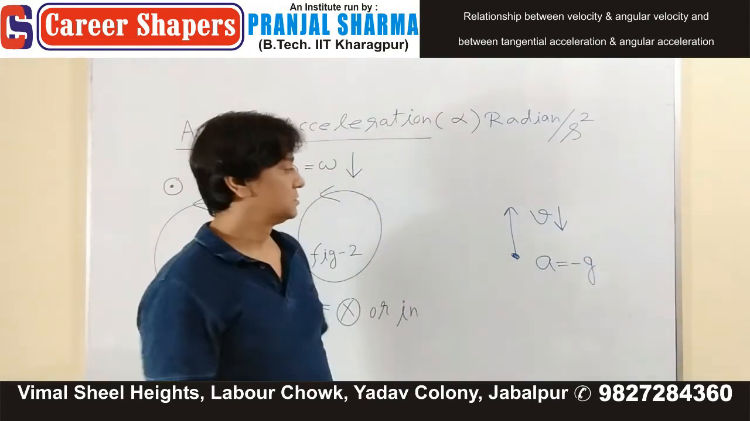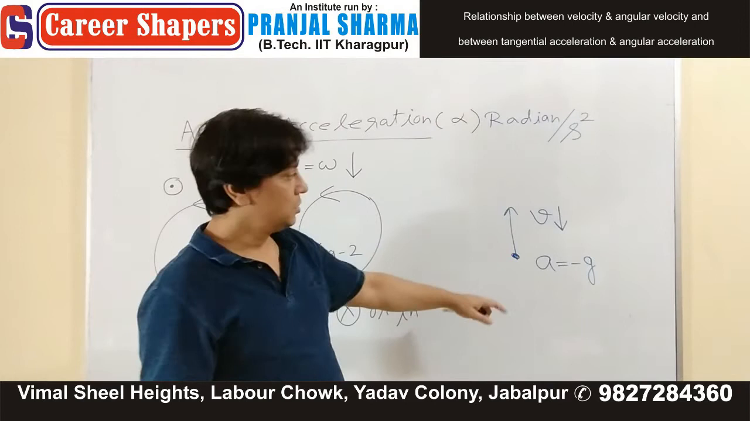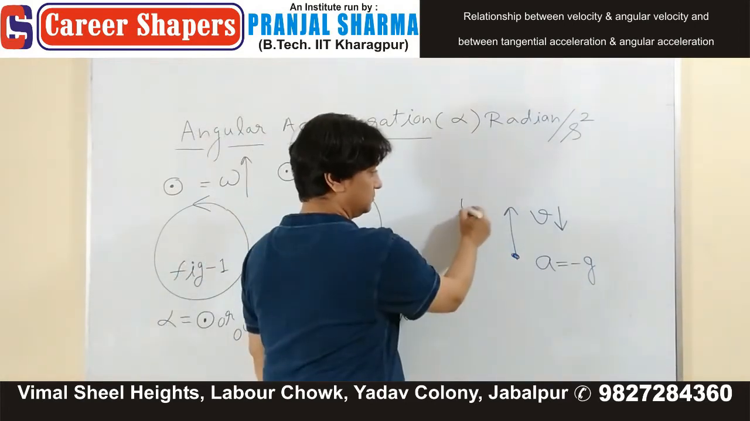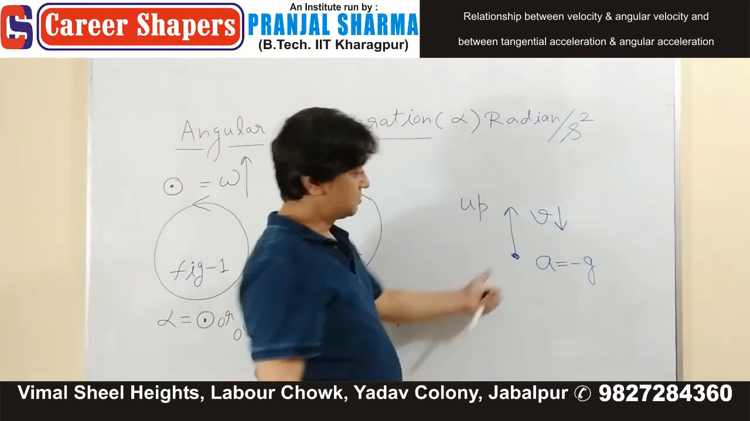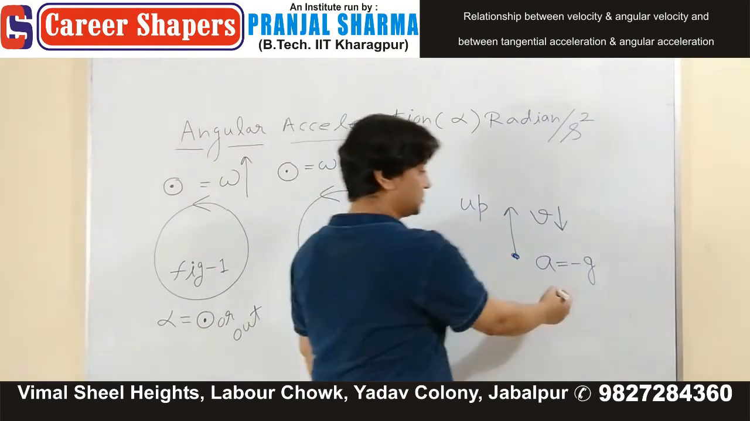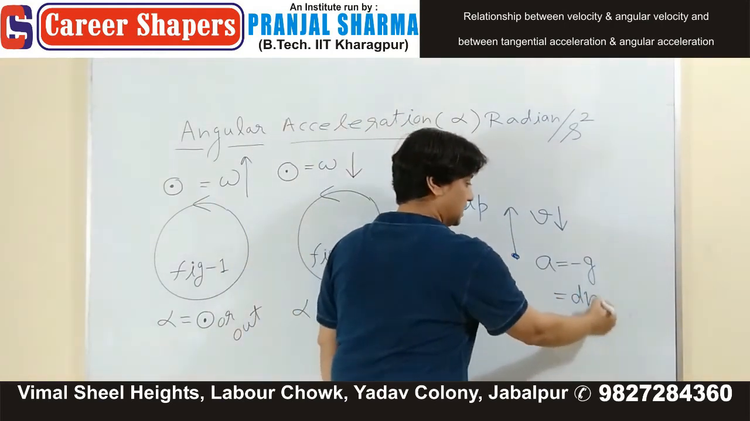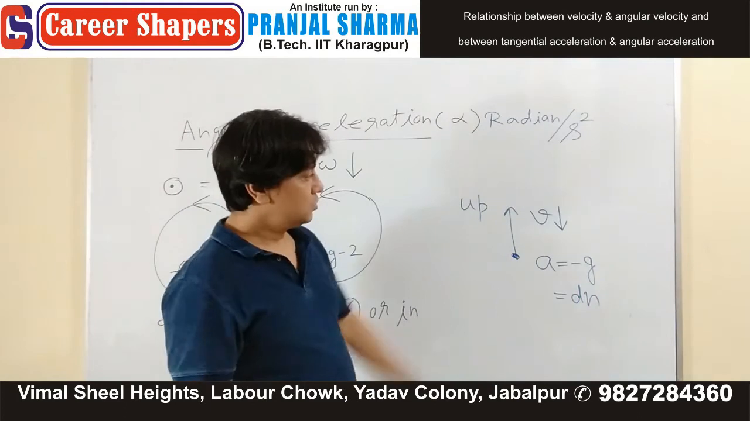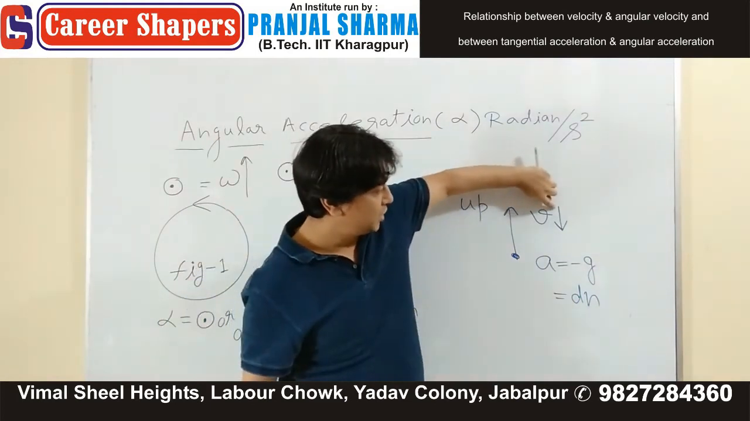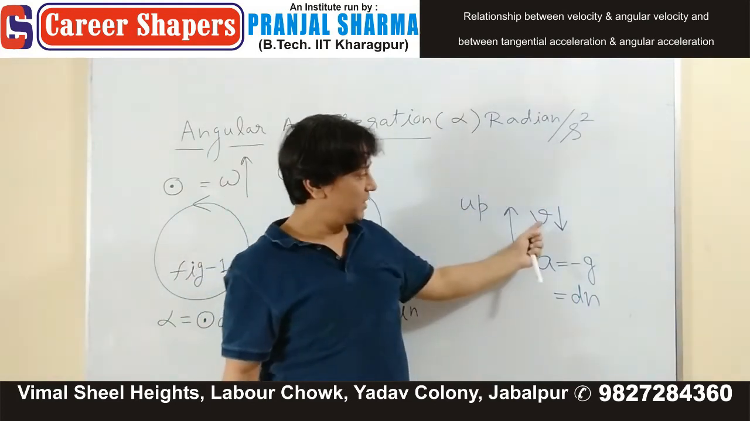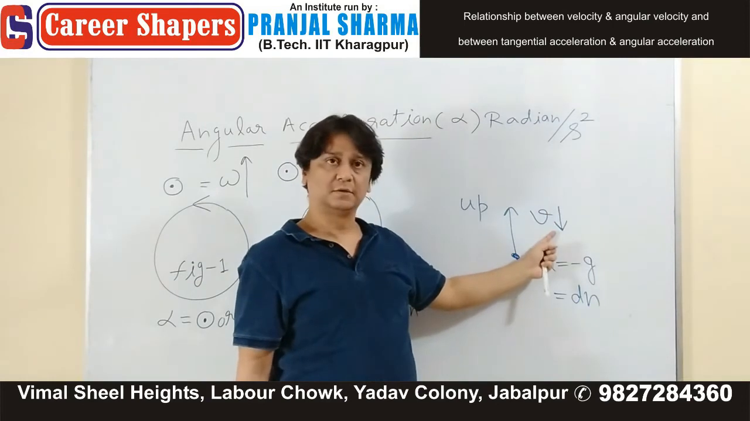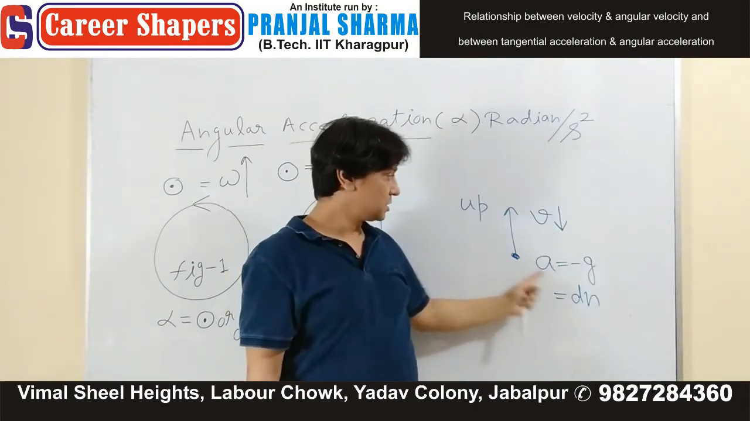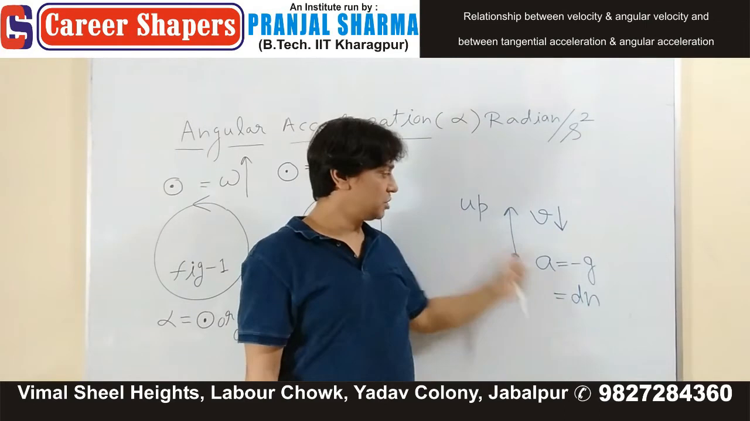What is minus? Downward. So v is up, velocity is up, but acceleration is what? Down. So when magnitude of v decreases, acceleration is opposite to the direction of motion.